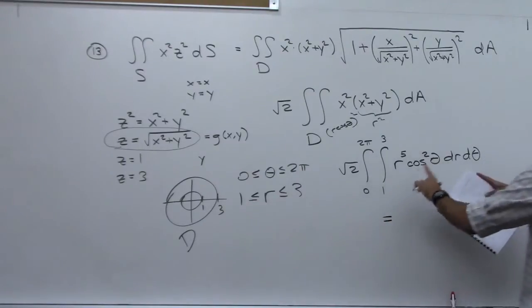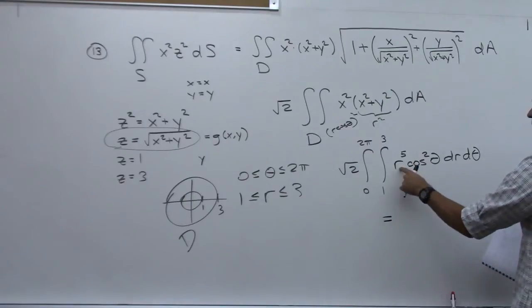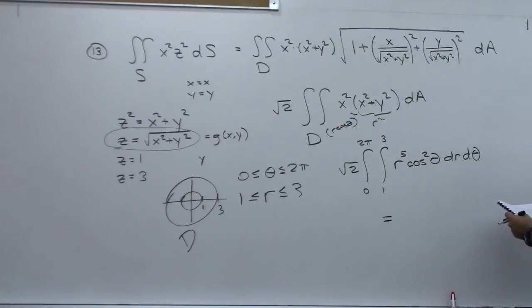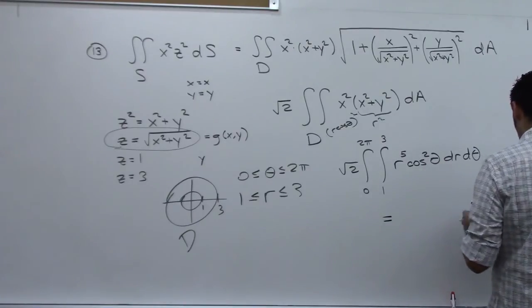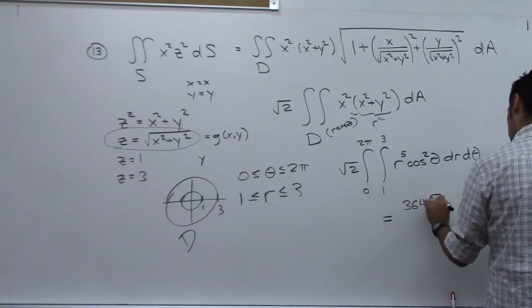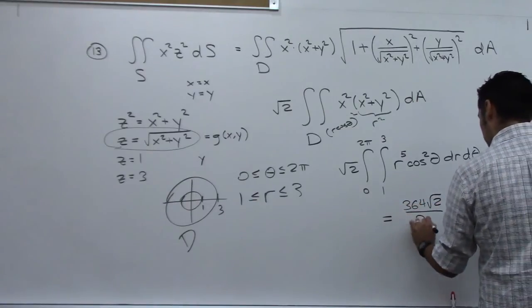Working that out. By the way, you could split this into two integrals and multiply them because r is isolated and the function of theta is isolated, or just work it out normally. They're giving me something like 364 root 2 over 3 pi.